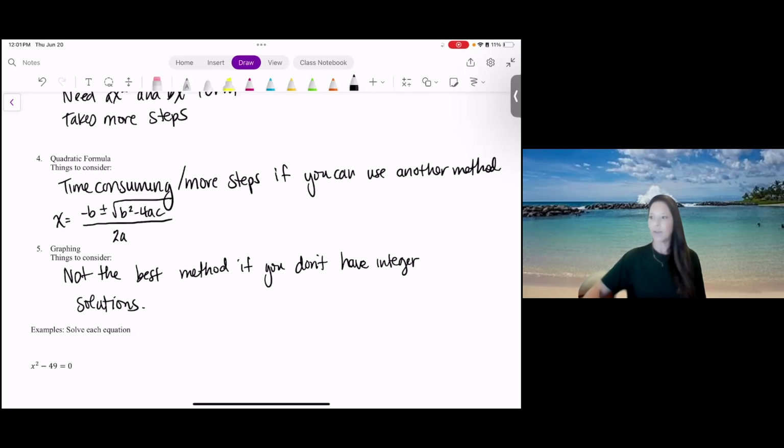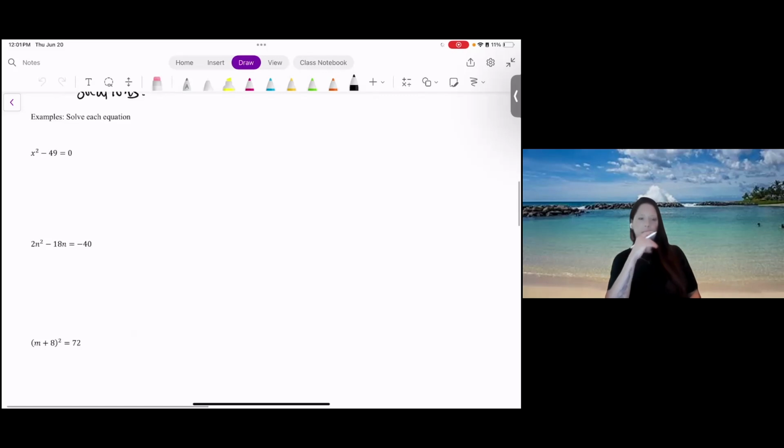Let's look at a few of these different types of problems. I'm not going to graph any of them. Feel free to graph them. I'm just going to use the first 4 options. Okay, so I'm going to assess this.